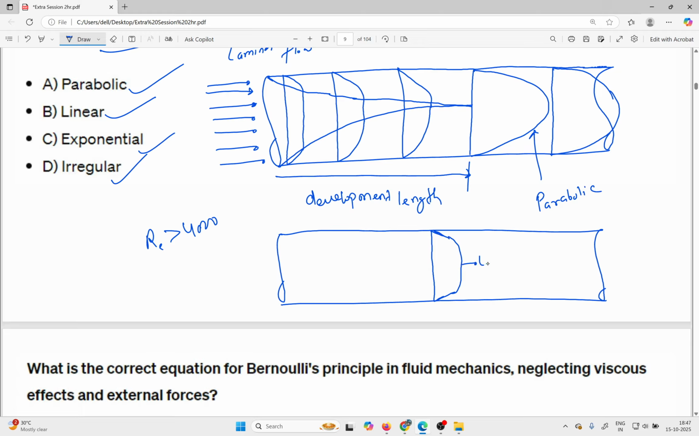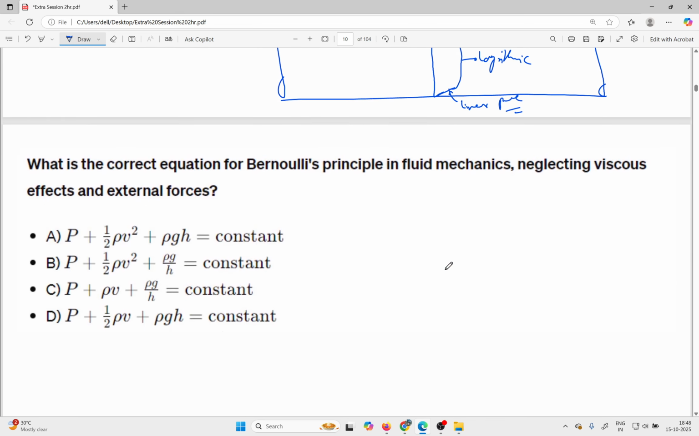So this is your logarithmic. This is your linear, not straight, linear profile. So remember this. In case of turbulent flow, you have a combination of two graphs: one is logarithmic type and another is linear. But in case of laminar flow, only parabolic. Very, very important. Now let us move on to the next one.